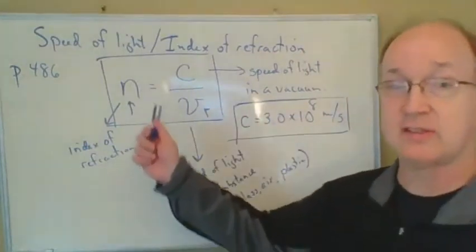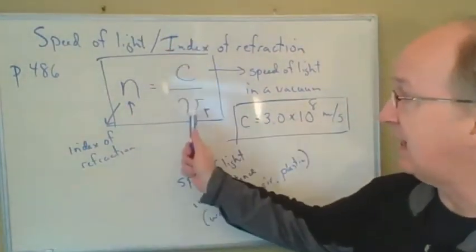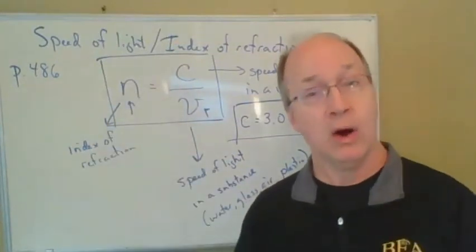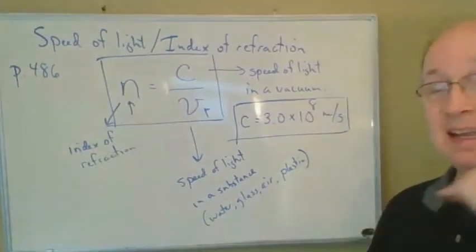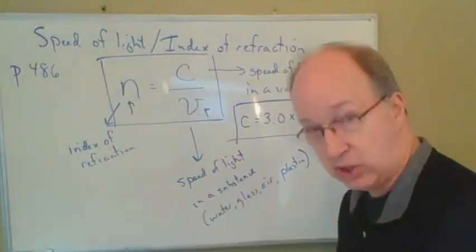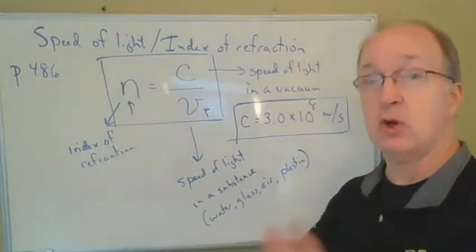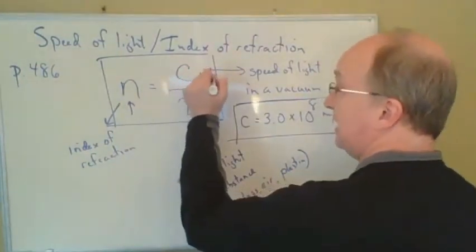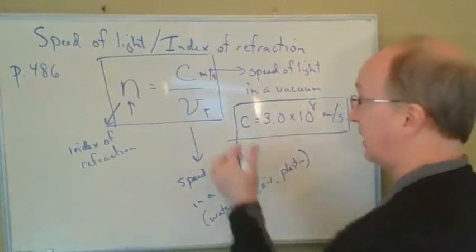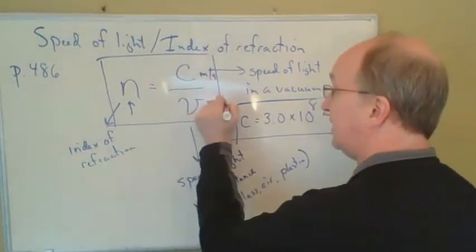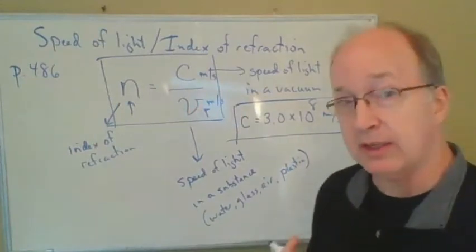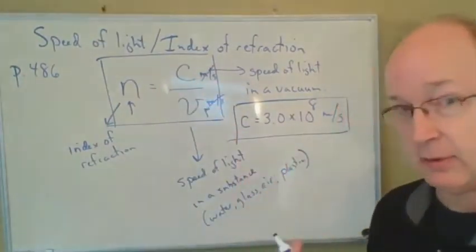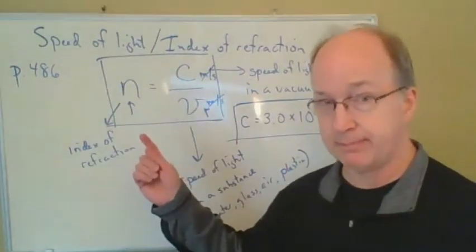This equation tells us the relationship between the speed of light in a substance and this number called N, the index of refraction. Oh, one last thing about N. N is dimensionless. What that means is there's no unit. The reason is the speed of light in a vacuum is in meters per second. V, the speed of light in some other substance, is also in meters per second. And when you take meters per second divided by meters per second, they cancel out. N doesn't have a unit.